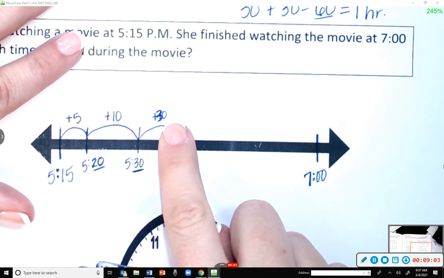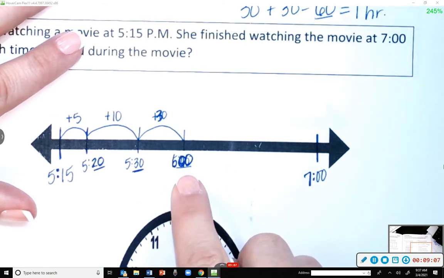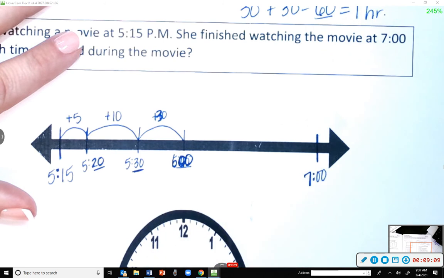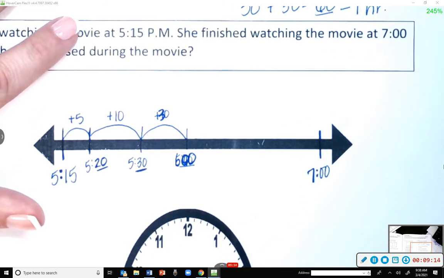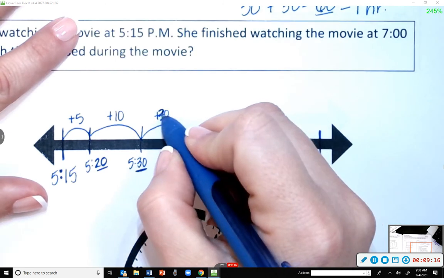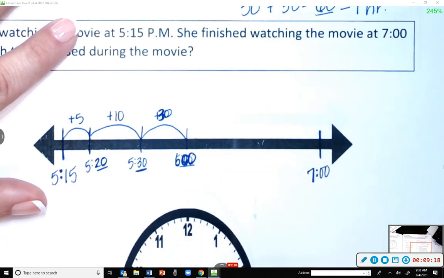Okay, so that's why I have 6 o'clock now. 5:30 plus 30 would be 60, right? But we can't say 5:60. We need to put what? 6 o'clock, okay? So now I have a jump of 30, a jump of 10, and a jump of 5.